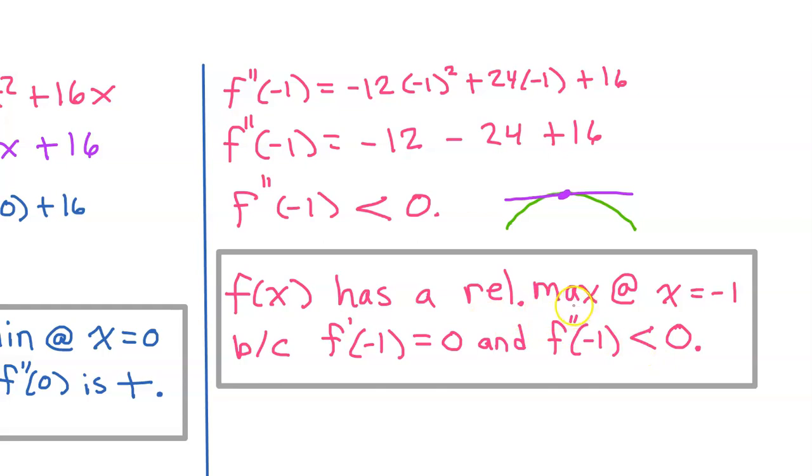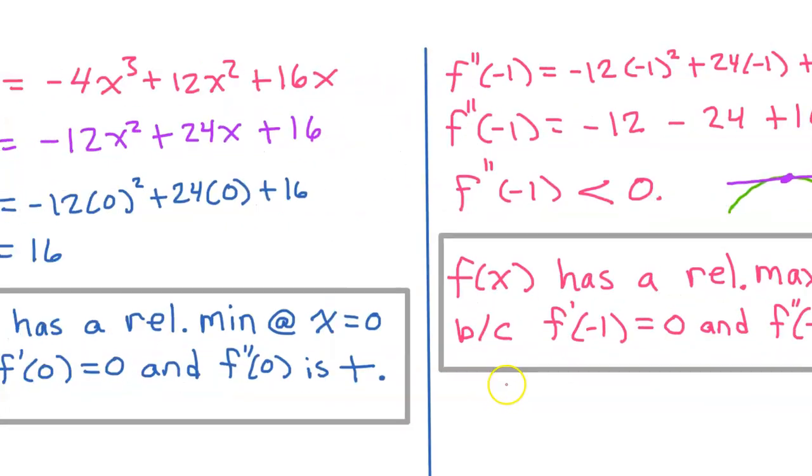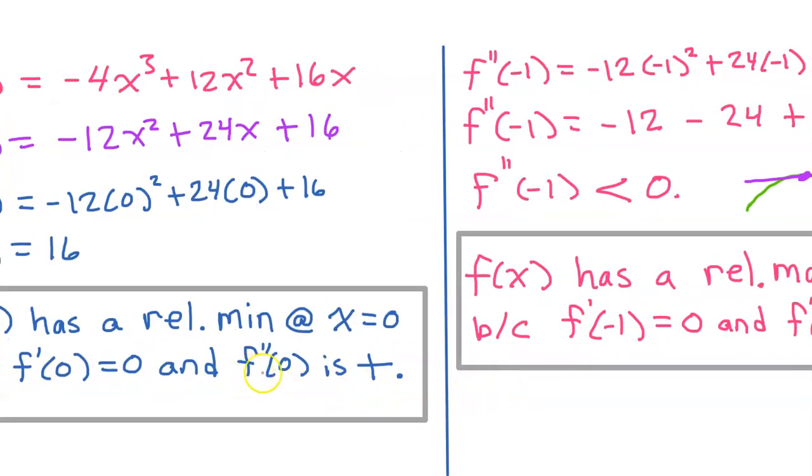I was inconsistent here a little bit. To express the fact that f double prime is negative, I put less than 0. That's what I like to do. But on the previous problem, I said f double prime at 0 is positive. So just to be consistent, I mean, it doesn't matter which way you want to do it, but I should be consistent. So I'm going to go back and write f double prime is greater than 0. That's just another way of saying that it's positive.